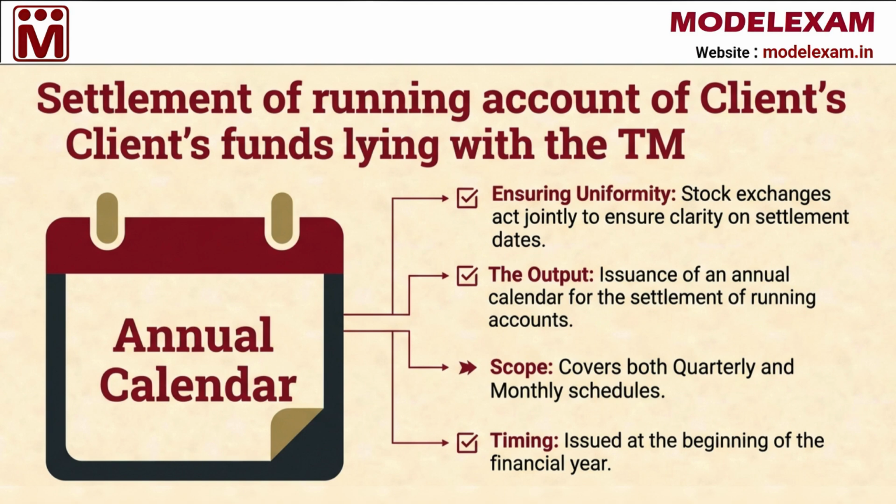To make this process incredibly smooth and predictable for everyone, there is a clear schedule in place. All the different stock exchanges act jointly to ensure there is absolute uniformity and no confusion regarding these settlement dates. Together, they issue a master annual calendar right at the beginning of every financial year. This comprehensive document clearly maps out the exact scope and timing for all upcoming settlement dates, covering both the quarterly schedules and the monthly schedules for the entire year.